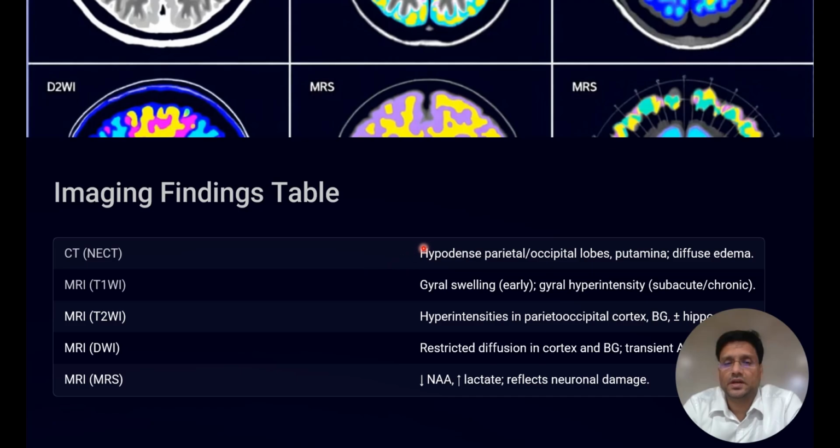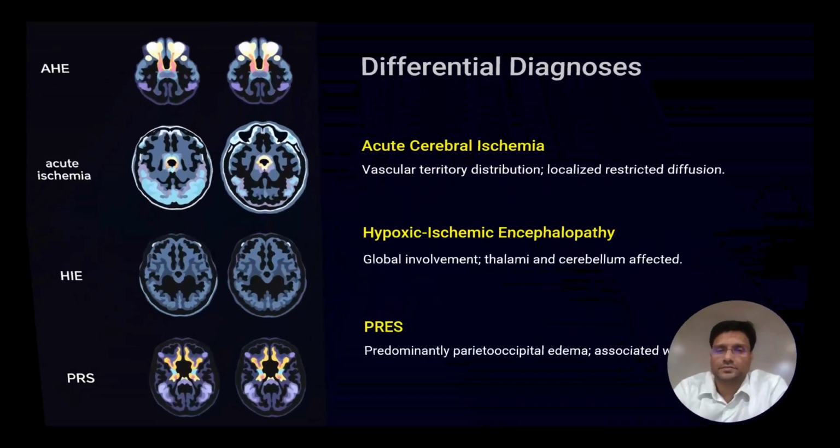On CT, you may see hypodensity in areas like hippocampi and putamina, there will be diffuse cerebral edema, gyral swelling, and hypodensities will be seen in the parieto-occipital cortex. And if you do the MRI in a later phase, you may see decreased NAA and increased lactate due to anaerobic metabolism, which reflects the neuronal damage.